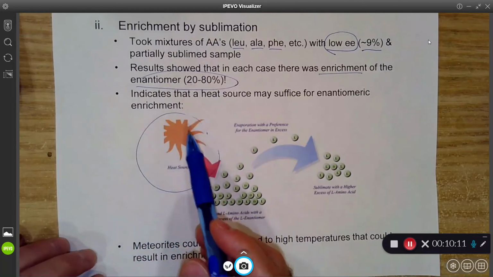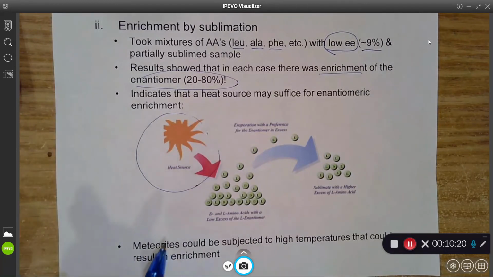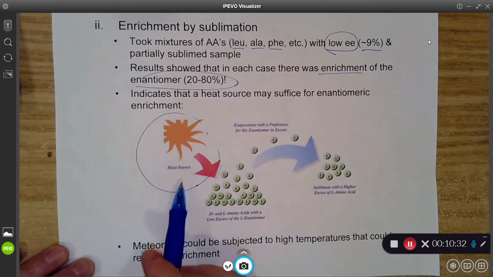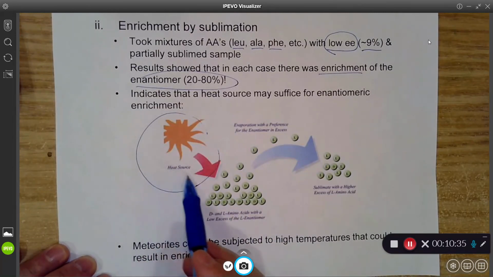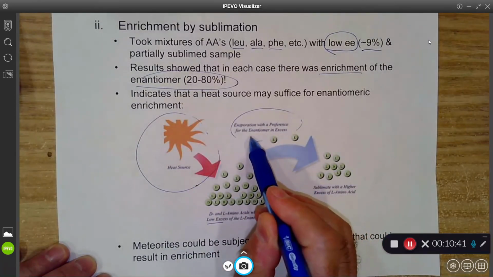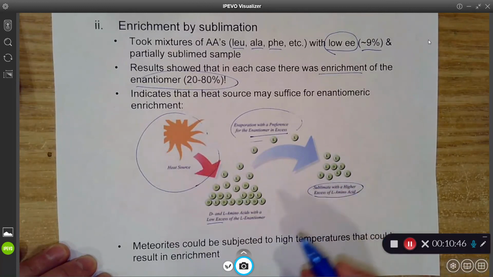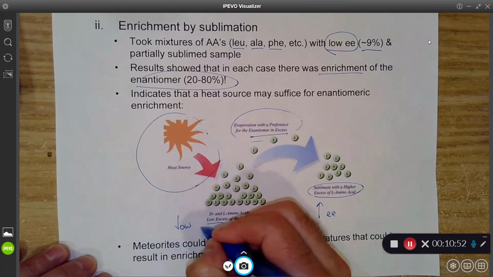So this also indicates that a heat source may be sufficient for enantiomer enrichment. I showed the Serine Octamer experiment where 8 amino acids form a cluster, but it's very likely that different combinations of amino acids can form different structures that would make them more stable to sublimation or some type of heat source. You can see in this picture, you have a heat source, low excess of the enantiomer, then you get evaporation and preference of the enantiomer in excess, and then you get a higher excess of the enantiomer, so higher enantiomeric excess. Here you have low enantiomeric excess.